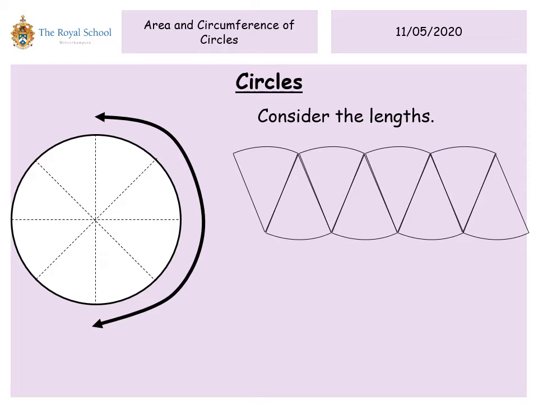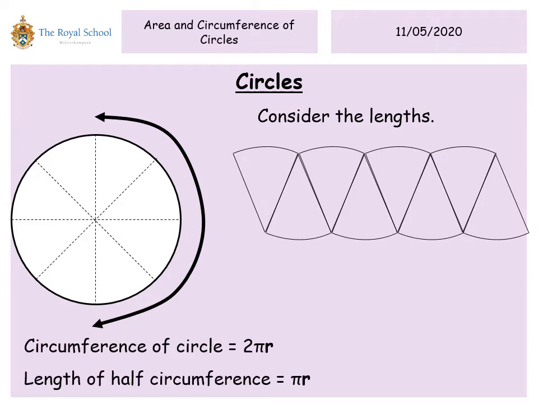edge of this parallelogram, so the top and bottom, is made up from the edge of the circle. And we know that the circumference of a circle is pi times the diameter, or in this case 2 pi r, because doubling the radius gives us the diameter, and therefore half of the circumference is just pi r. And that's what we've actually got at the top and bottom of our parallelogram-esque shape here.